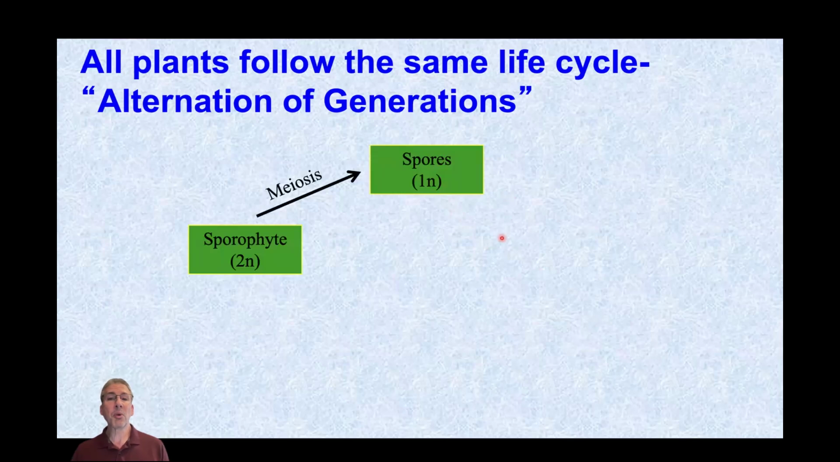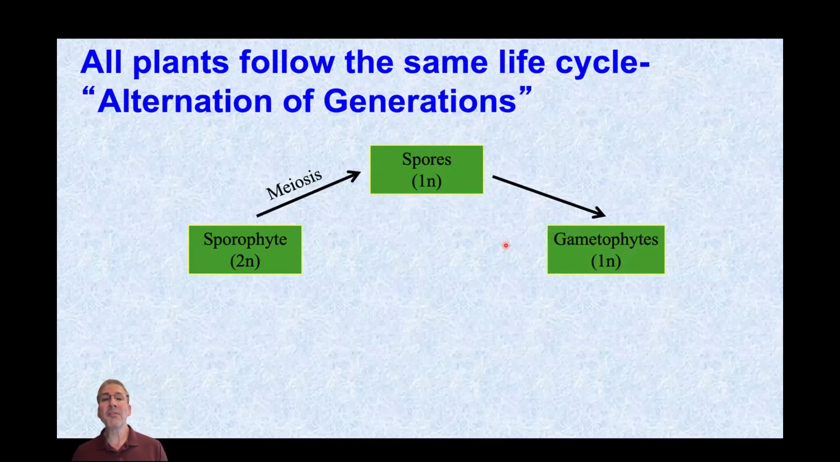So what happens to those spores? Well, it depends exactly on which species we're looking at, but bottom line, it doesn't matter what plant we're looking at, spores always grow into gametophytes. And so gametophytes refer to the haploid phase of the plant life cycle. So plants alternate between diploid sporophytes and haploid gametophytes.